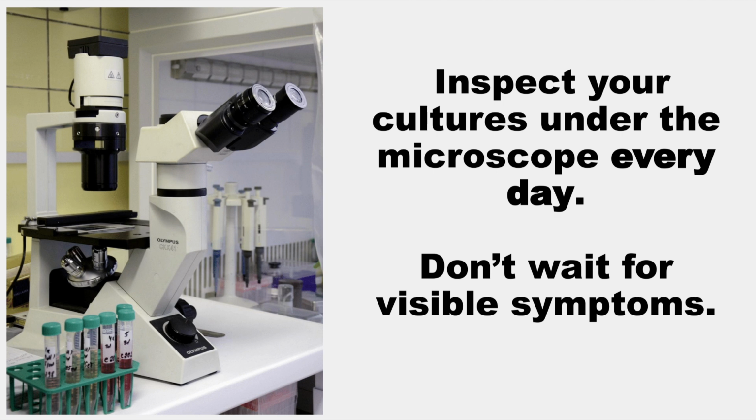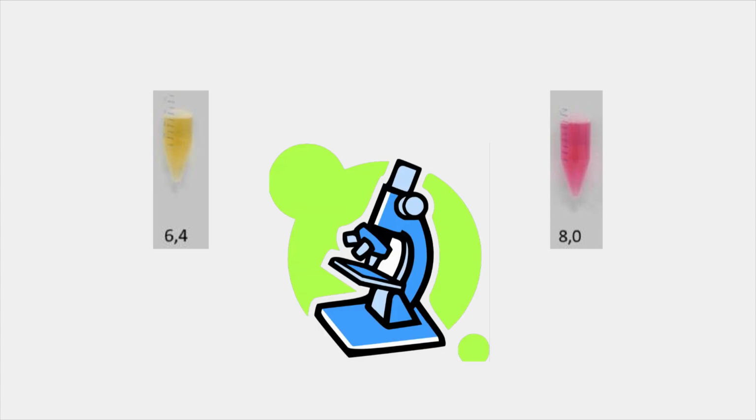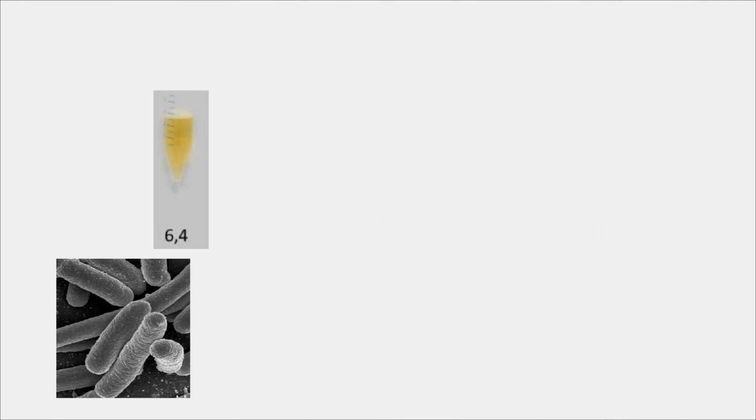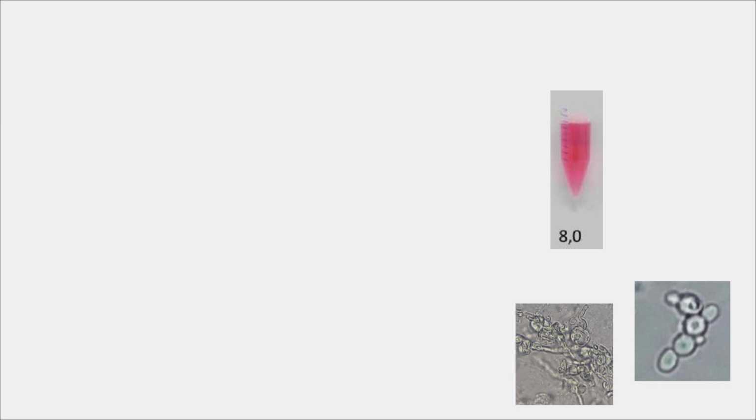Check your cultures daily. Don't wait for visible symptoms to show. Microbes change the medium's color. It turns turbid and may smell. And under the microscope, you'll spot tiny moving particles. When the medium turns yellow, it indicates bacteria. When it turns pink, it indicates fungi or yeast.